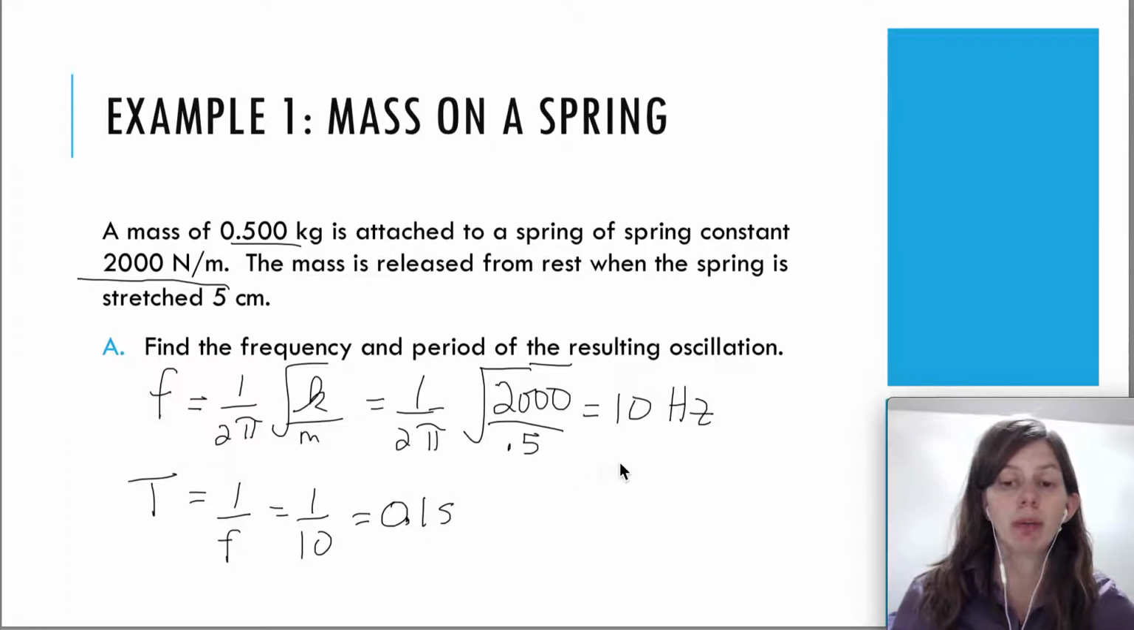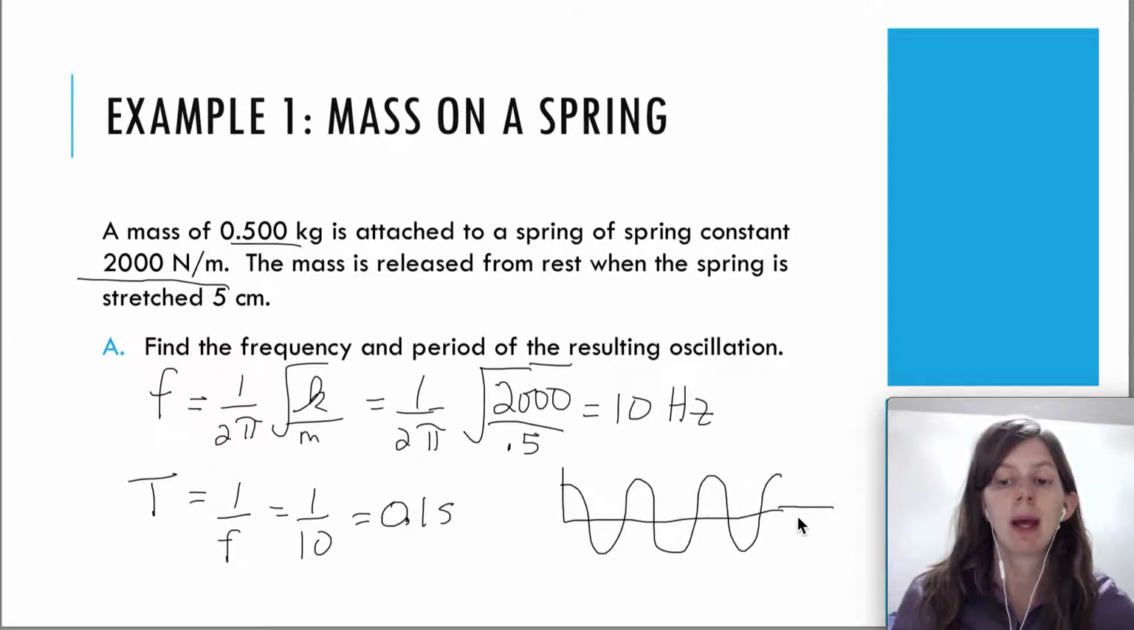I just want to visualize this before we move on to part B. It's good to visualize things. So let's say that we are going to model the motion of the spring with that cosine wave that we talked about. We want to show 10 cycles here. So I have 1, 2, 3, 4, 5. I only showed five cycles here. I ran out of room, but just use your imagination.